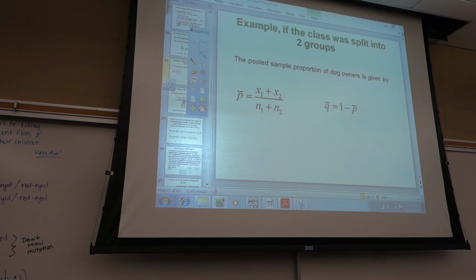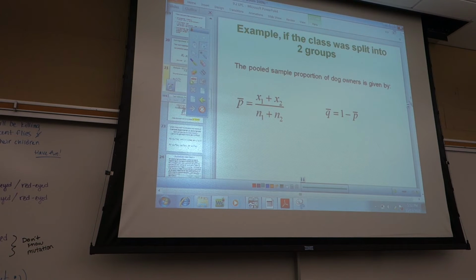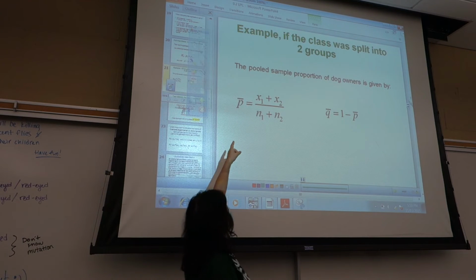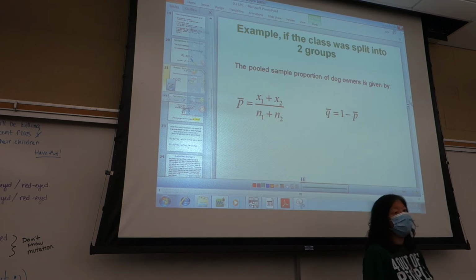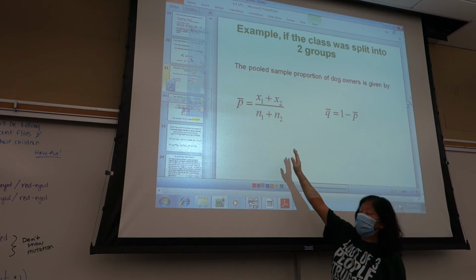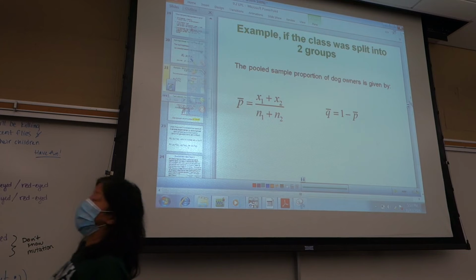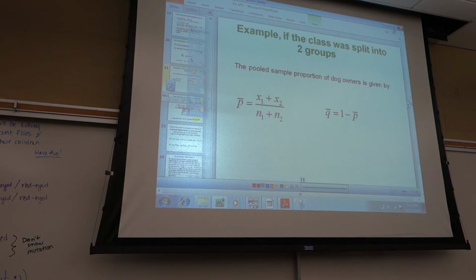We also had to find the P bar. And that's when you pool the 2 groups together into one big group. So you take the total number of successes from the first group plus the total number of successes from the second group, and divide by your grand total of people, your N1 plus your N2. Q bar is just 1 minus P bar.